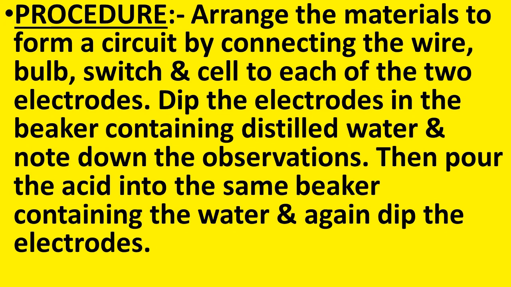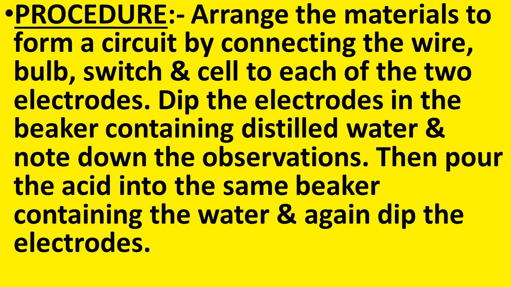Now let us discuss the procedure of the activity. Arrange the materials to form a circuit by connecting the wire, bulb, switch and cell to each of the 2 electrodes. Dip the electrodes in the beaker containing distilled water and note down the observations. Then pour the acid into the same beaker containing the water and again dip the electrodes.